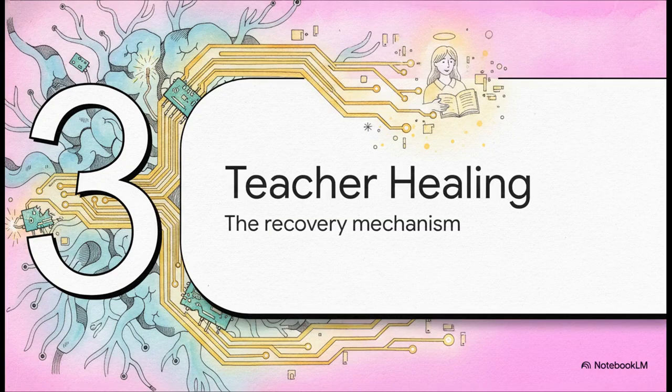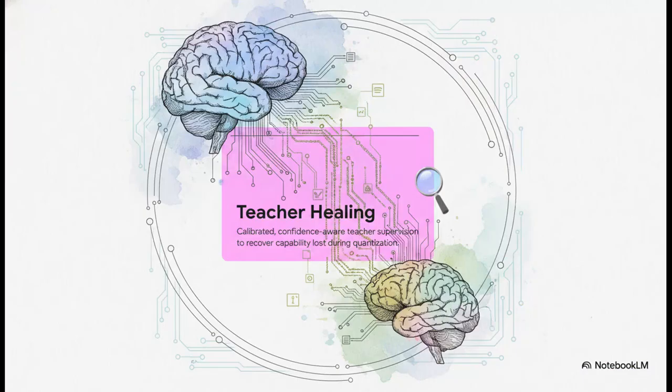Section 3. The teacher healing solution. The recovery mechanism. So we really need to define teacher healing clearly here because the research guide is incredibly strict about it. Teacher healing is absolutely not just generic retraining. It's a highly controlled intervention. It's defined as using a larger, highly capable model, the teacher, to provide calibrated and confidence-aware supervision to our compressed, quantized model, the student. The whole goal is to recover the capability that was lost during quantization and to do it strictly using executable rules and predefined thresholds.